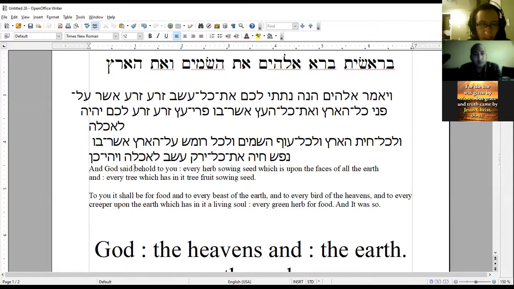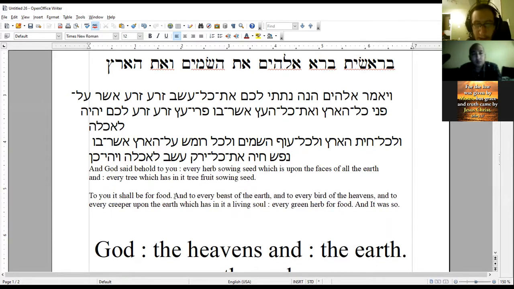And God said, behold to you, I give every herb sowing seed which is upon the faces of all the earth, and I give every tree which has in it tree fruit sowing seed, to you it shall be for food, and to every beast of the earth, and to every bird of the heavens, and to every creeper upon the earth which has in it a living soul, I give every green herb for food. And it was so. So you see how that works. The Aleph Tav is a substitute for the verb in that sentence or clause area, or the section.